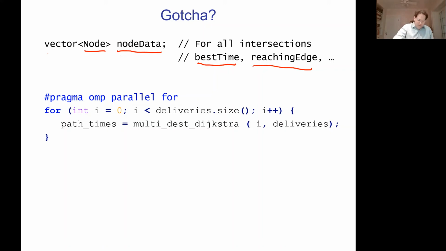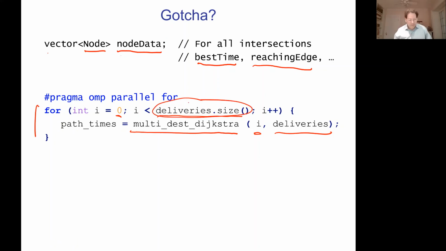And now I've got a for loop where I go from every start point, every interesting intersection, and call my multi-destination Dijkstra algorithm. I'm going to do that starting at every one of my interesting intersections, so I have a for loop that goes through all my deliveries. And I'm going to make it parallel with this pragma omp parallel for. If I do this, is it going to work?